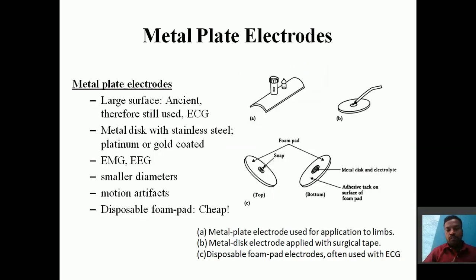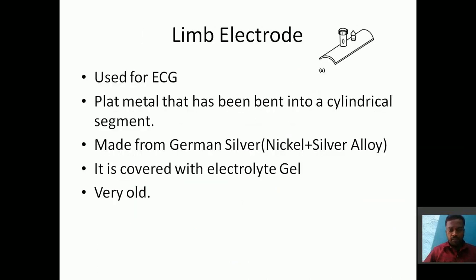The metal plate electrode has three different types. The first one is the limb electrode. That is a large metal plate converted into a cylindrical segment, used to measure the ECG over the limb. It is made of German silver.